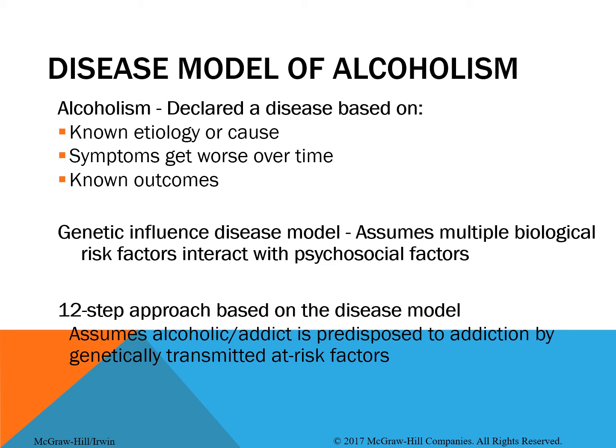In 1957, the American Medical Association declared alcoholism a disease on the basis of 3 criteria. Alcoholism has a known etiology or cause, drinking alcohol, and the symptoms get worse over time, and alcoholism has known outcomes. The outcomes of alcoholism are physical dependence, tolerance and withdrawal, physical symptoms such as liver problems, cirrhosis, stomach ulcers, and other physical symptoms, and eventual death.